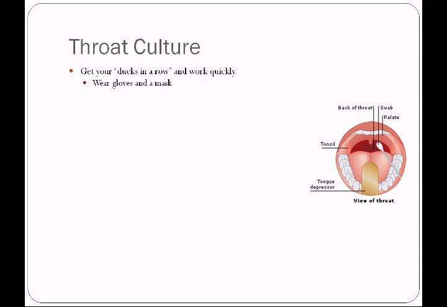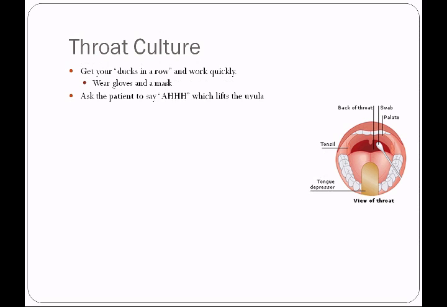A throat culture is performed by first getting your ducks in a row. Have everything right in front of you that you need and work quickly. When you are dealing with a patient, you will be wearing gloves and a mask. In lab, you'll be wearing gloves, but not necessarily a mask, unless your lab partner has a respiratory infection.